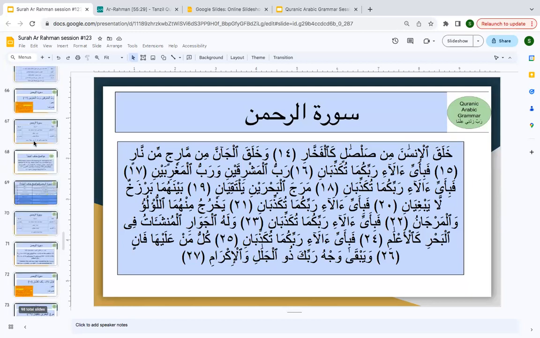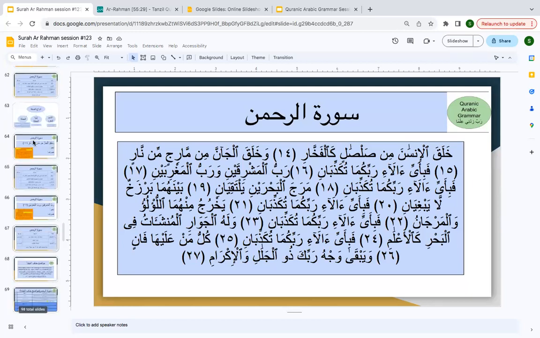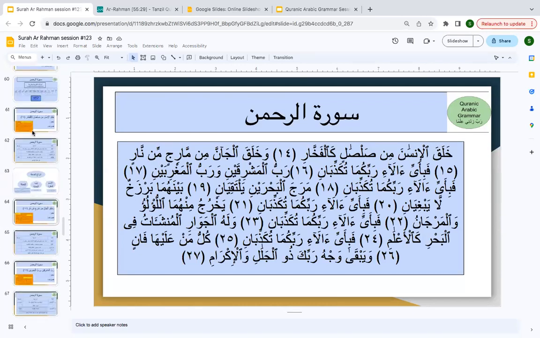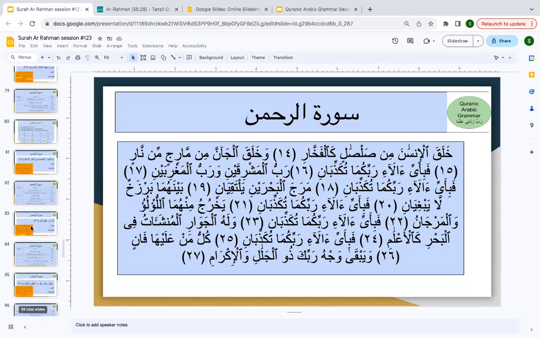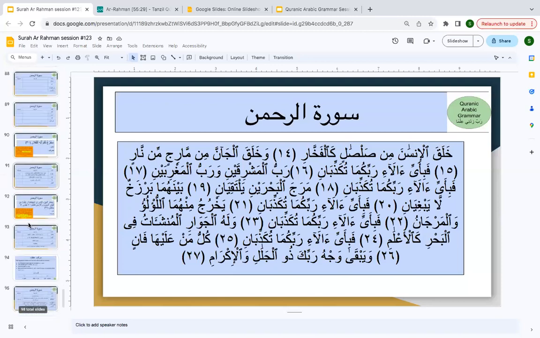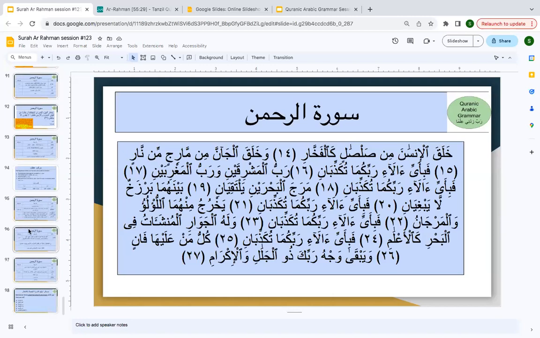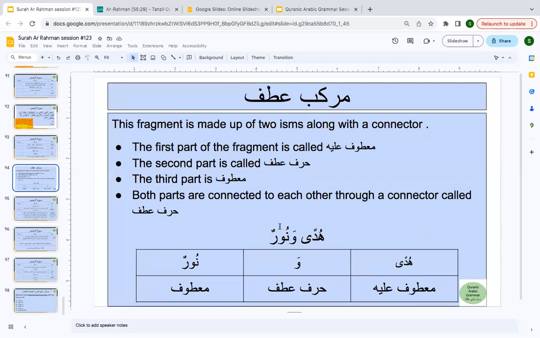Murakkab means a fragment. It's not a complete sentence. Think of it like murakkab naqis, which is just a fragment, more than a word, less than a sentence. And you are going to see it now. Can you see here? Hudan wa noor is a fragment. Two isms. How are they connected? Through waw. So in Murakkabe Atf, you will see two isms that will be connected through harf atf waw. Easy. And it's an incomplete sentence. Guidance and light.